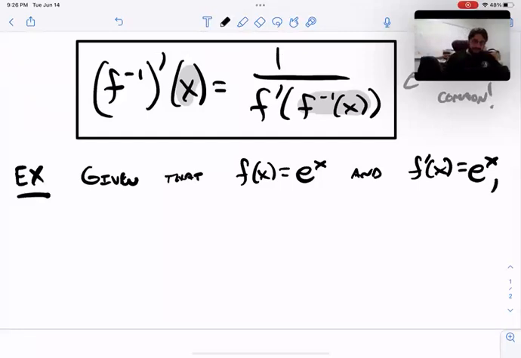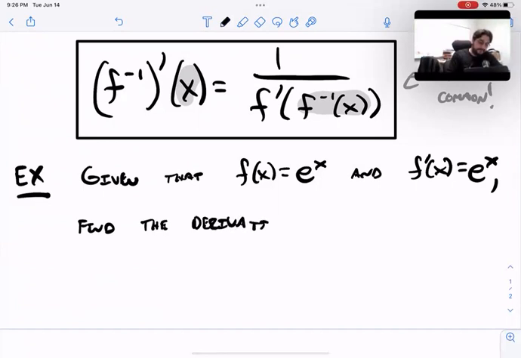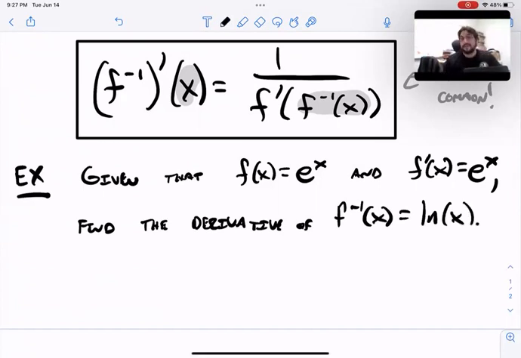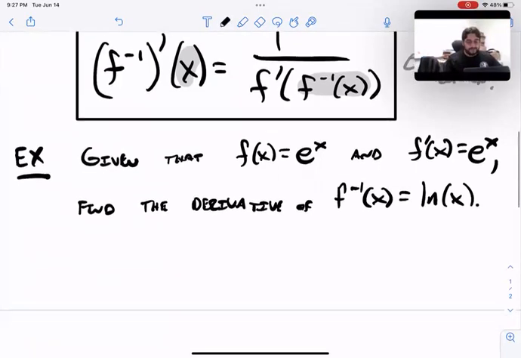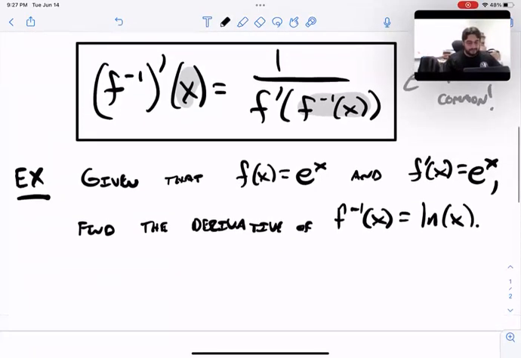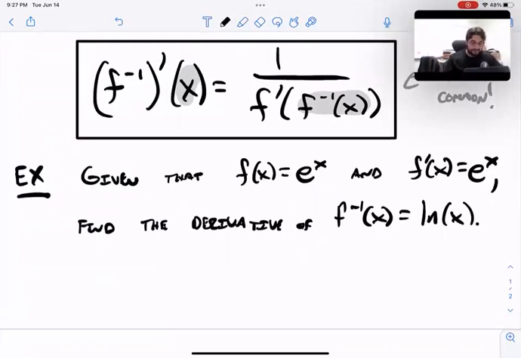So given this, let's find the derivative of the natural logarithm, right, which is the inverse of e, right? This is the inverse function. If f of x is e to the x, then f inverse is natural log of x. So what could I do here? Well, let me apply this theorem. So what would I have?